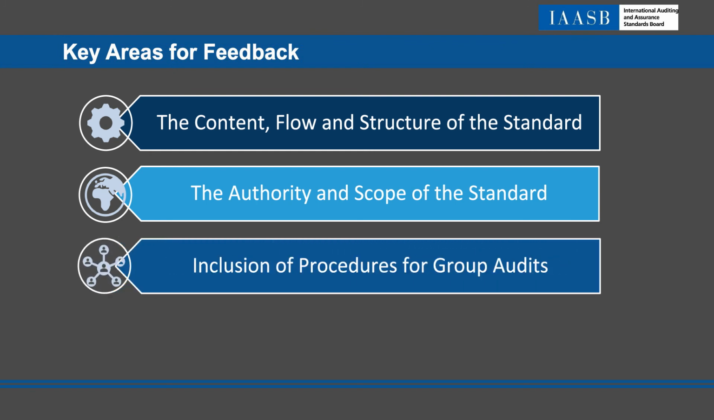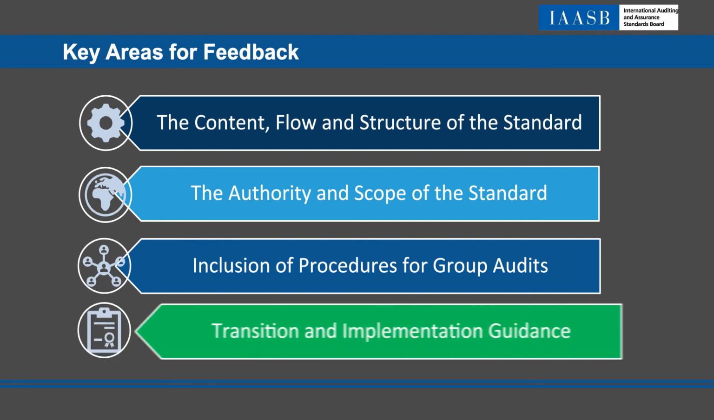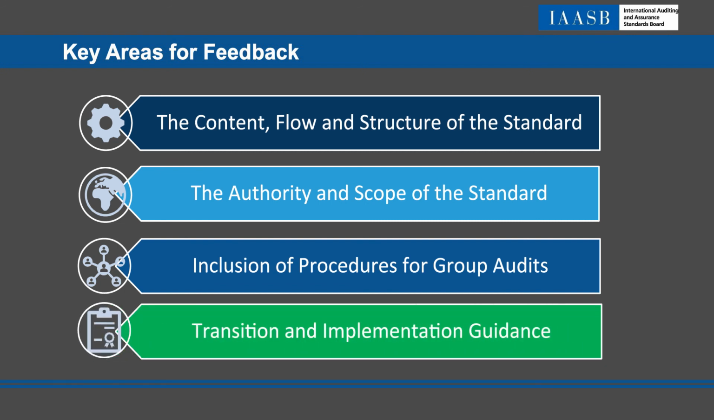In particular, we want feedback on whether the decision to exclude procedures for audits of groups is appropriate, and if we do decide to include group audits, how that should be done. Other areas where we seek feedback is on what transition and implementation guidance would be useful when rolling out the standard once it's finalized, including expected challenges and barriers to implementation. These are not the only questions we want feedback on. Feedback on any matters related to the standard would be welcome, not just related to the specific questions.